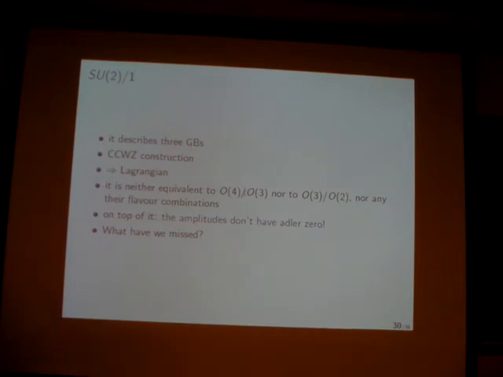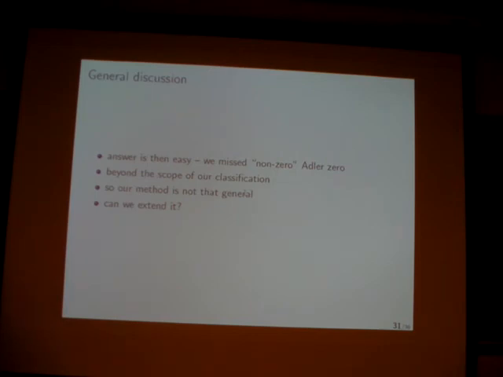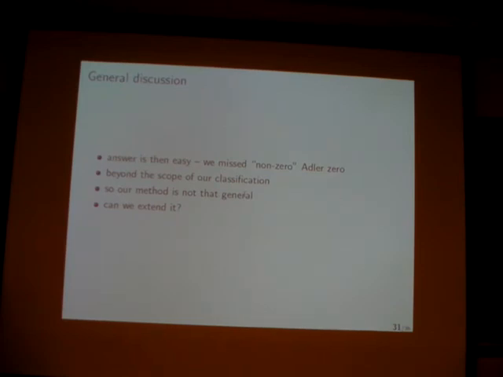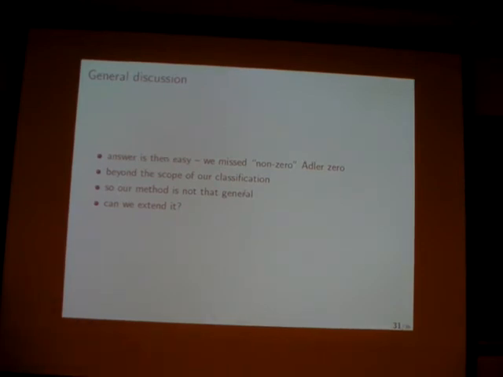Is it because of the cubic, the 3-point vertex? Yes, the 3-point vertex. So what are we missing? Of course, we are missing a non-zero Adler zero. If a theory doesn't give you an Adler zero, you cannot use a classification based on the Adler zero to see the theory. So it's beyond the scope of our classification, and it immediately told us our method is not general. At least it cannot describe all spontaneous symmetry breaking. It cannot describe all effective field theories.